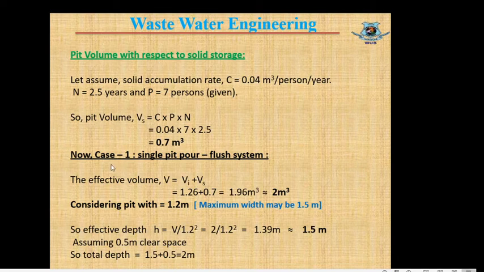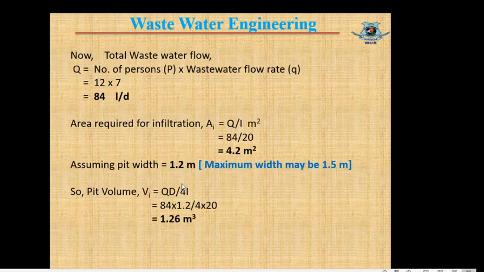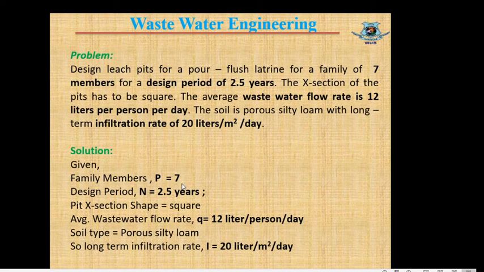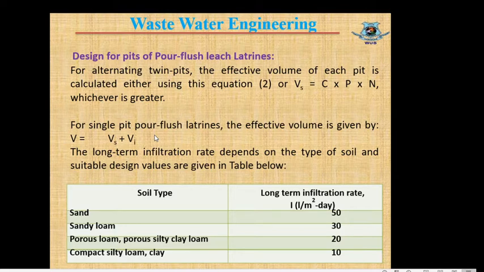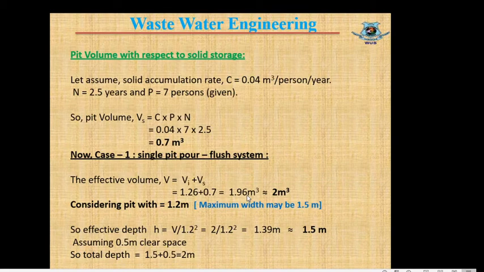Now we will design the pit for both considerations, for single pit and for twin pit option. For single pit we know that effective pit volume V equal to Vi plus Vs, the sum of these two. We can again see the design steps. For single pit latrine, effective volume will be Vs plus Vi. So summing these two, we can calculate effective pit volume equal to 1.96 meter cube, rounding this to 2 meter cube. And this is the volume of the pit.